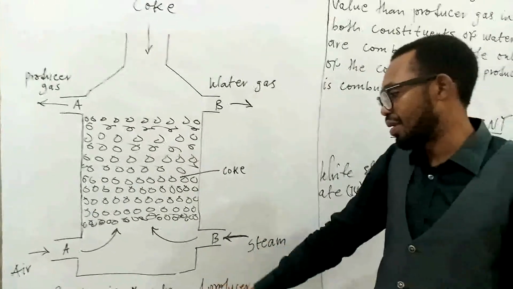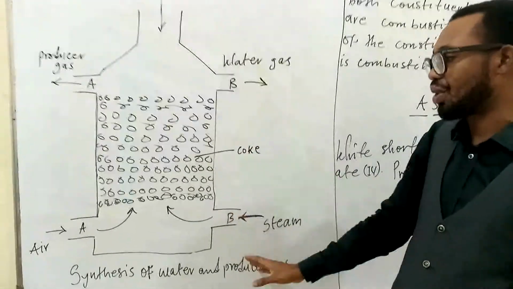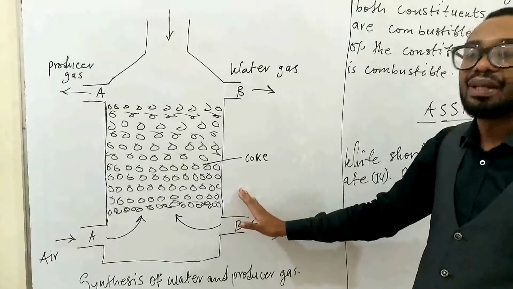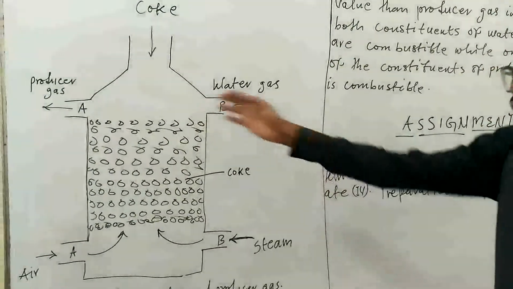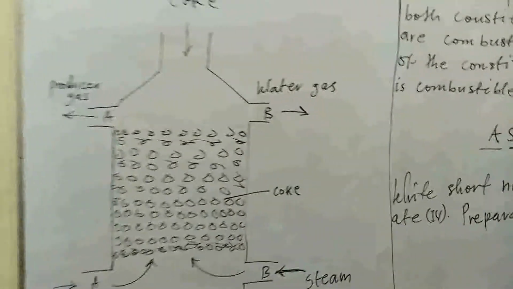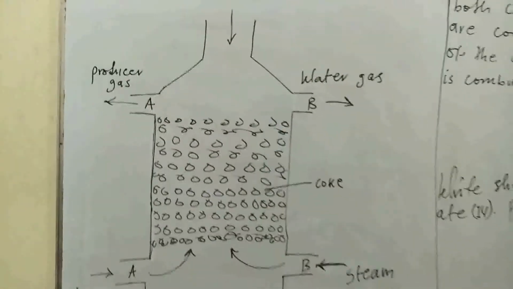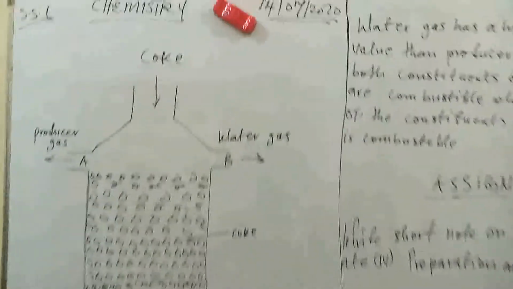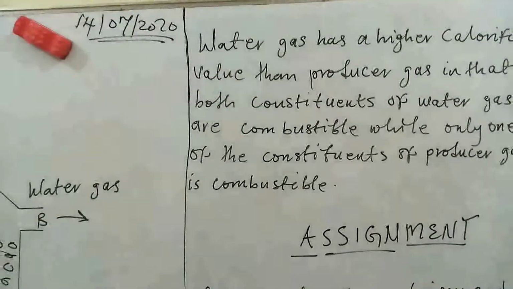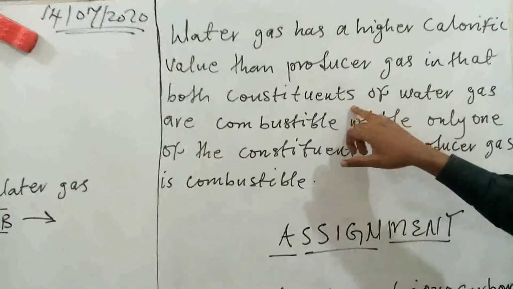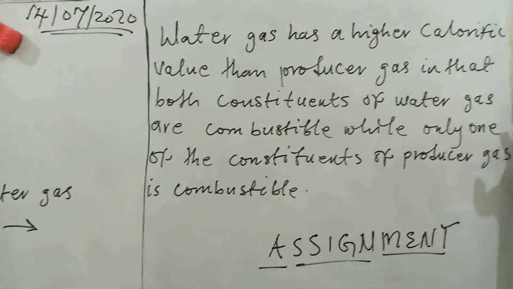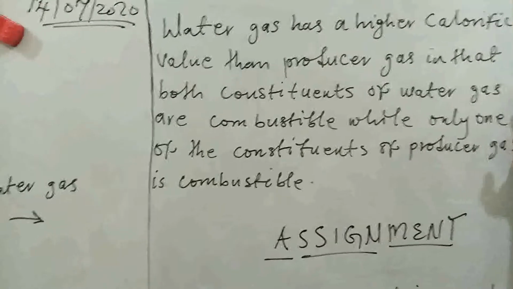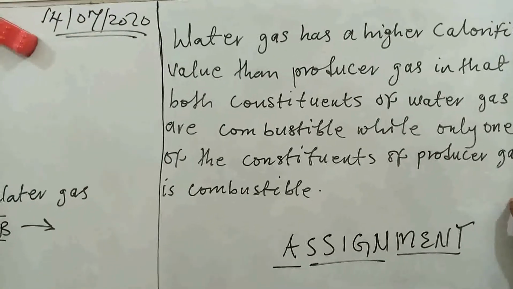So this is the synthesis of water gas and producer gas. This is what is called a producer. That's the tower that is used in producing either water gas or producer gas. Now I want you to note that water gas has a higher calorific value than the producer gas, in that both constituents of water gas are combustible, while only one of the constituents of producer gas is combustible.